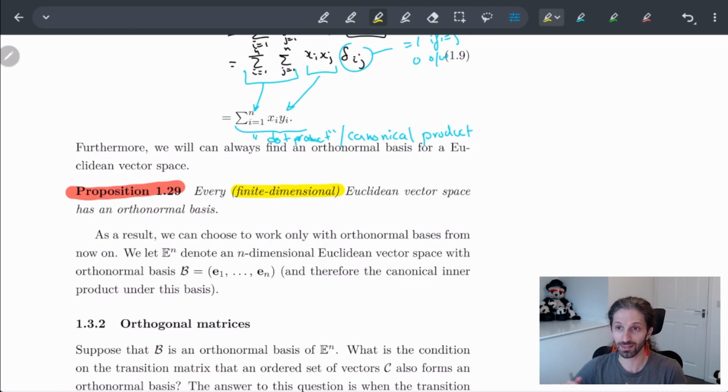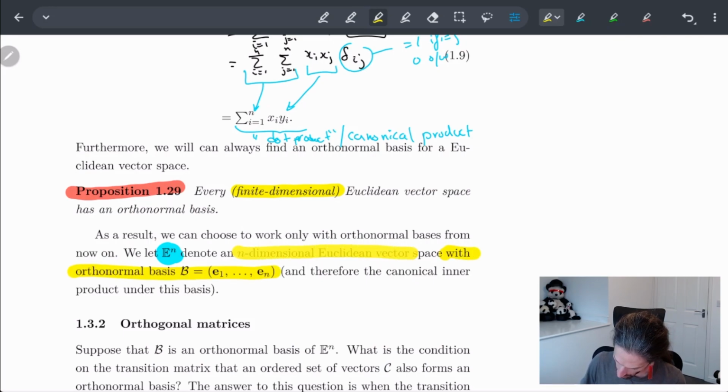We're going to let En denote the n-dimensional Euclidean vector space with an orthonormal basis. The emphasis is on with an orthonormal basis, so it's all of this together. In other words, whenever we're talking about this, the inner product is always just going to be the canonical inner product.